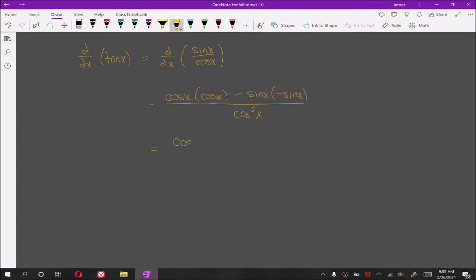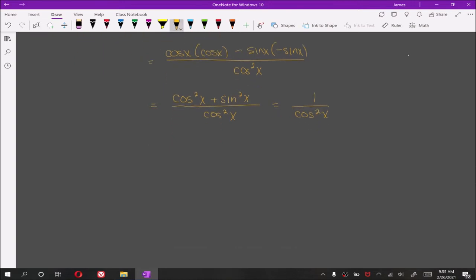Simplifying the numerator, we're going to have cosine squared x plus sine squared x. All that will be over cosine squared. However, cosine squared plus sine squared is a Pythagorean identity. That is equal to 1. And so what we find is that the derivative of tangent of x is equal to secant squared of x.